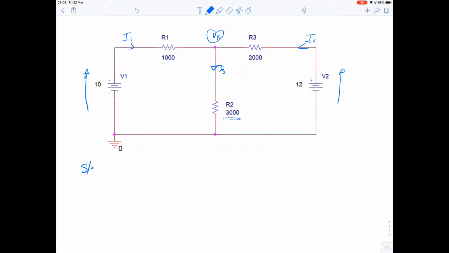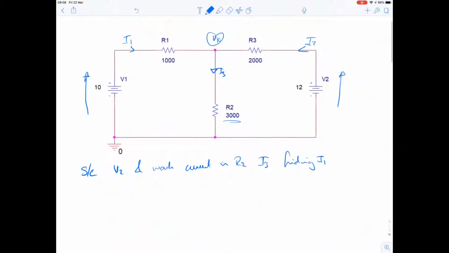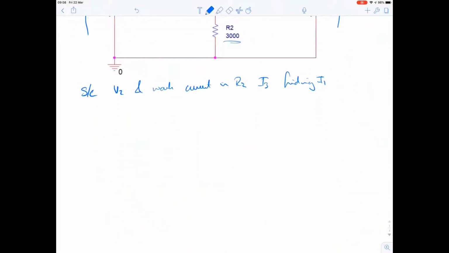Here's a start. We're going to have to short circuit V2, and then we will work out the current in R2, the center resistor, I3, knowing the value of I1, finding originally I1. So there's a couple of steps inside doing this. So you're familiar with this circuit now. Let's redraw it because we've got that short circuit. So we now have this circuit.